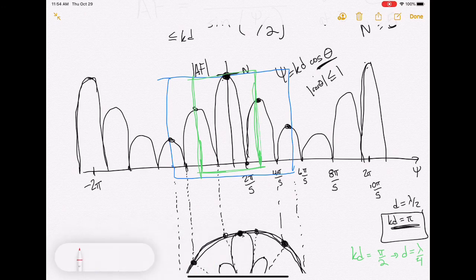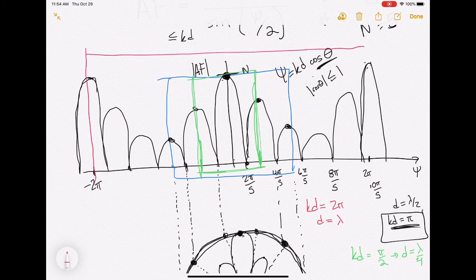On the other hand, if I choose KD equals 2 pi, which would translate to a spacing between my elements of 1 wavelength, then the radius of my circle and my angular field of view would include this much of my graph. And this brings up an interesting point. Now we can see not just the main beam maximum, but also this other maximum over here, which is split in half on either side, but this one joins together on either side when you do it this way.